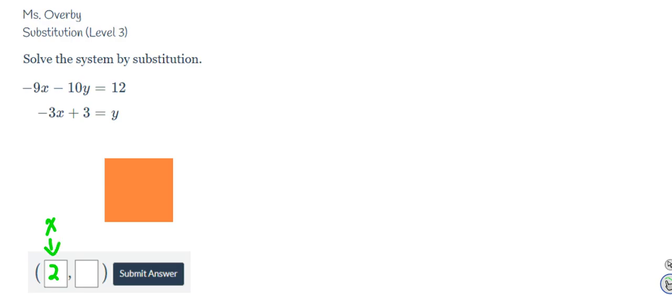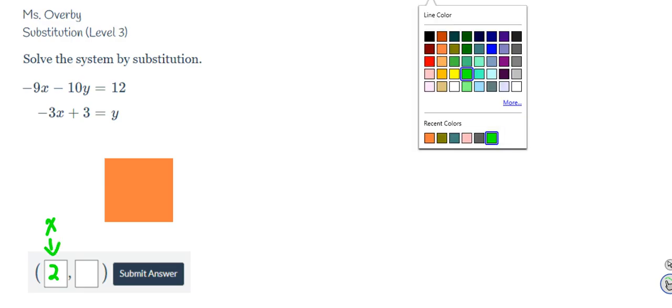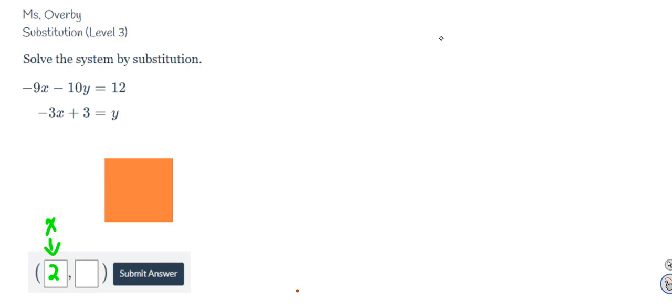Okay. Let's switch colors. Let's go to something that we haven't used yet. I don't know. How about this? Rust. Ooh. All right. So we have x. We can pick either equation. If I plug x into this equation, or I plug x into this equation, it doesn't matter. We're going to get the same answer for y. Honestly, this looks easier, and I'm always going to pick the easier one.